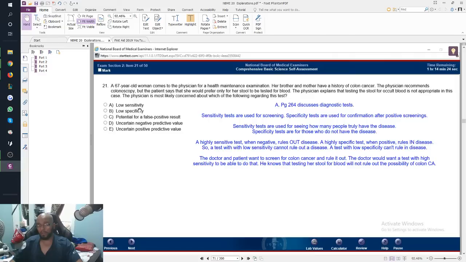Low sensitivity, low specificity. What is the physician here most concerned about? The physician is concerned about low sensitivity. Doing a fecal occult blood test is not sensitive enough for the physician to rule out colon cancer in the 67-year-old woman who very well might actually have colon cancer. She has family history of it, and she's really old herself. She's above that cutoff line we talked about for age.